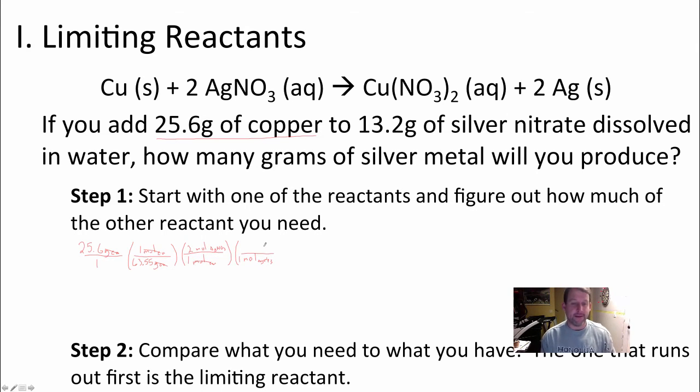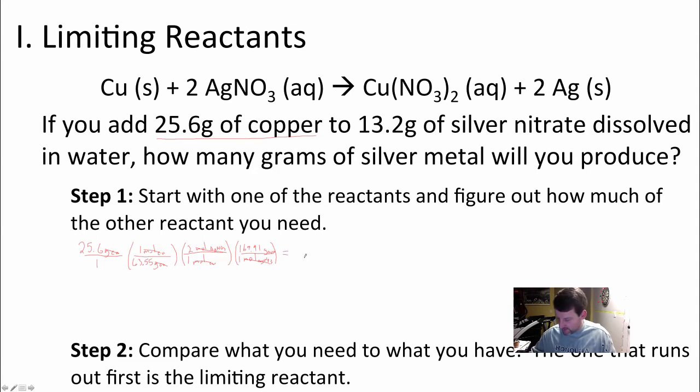Excuse me. Sorry about that. And I've already found the molar mass of silver nitrate, and it's 169.91 grams. Again, that's silver nitrate. That's just the mass of all of AgNO3 added together from the periodic table. And moles cancel. Now this final number is the key thing to understand. This final number we get is going to be the number of grams of silver nitrate that we need in order to use up all 25.6 grams of copper.